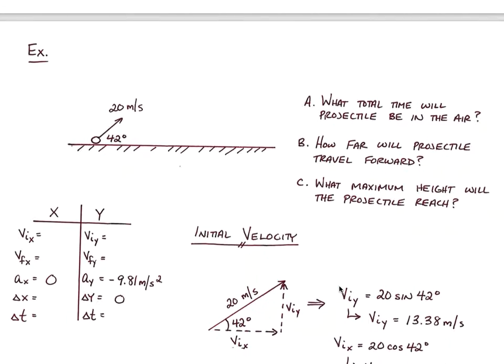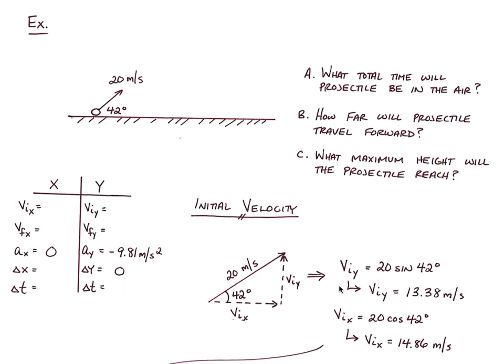And I'd like to go through one example so you have a solved out example in your notes, and I'll try and break it down step by step. So we take a look at this projectile. It's launched at a 42-degree angle with a velocity of 20 meters per second. And that's that combined velocity. That is not the x or the y.